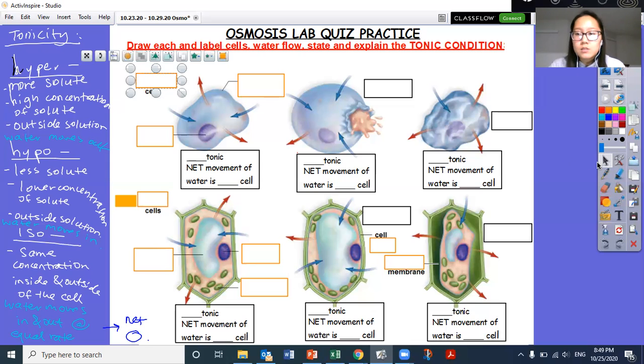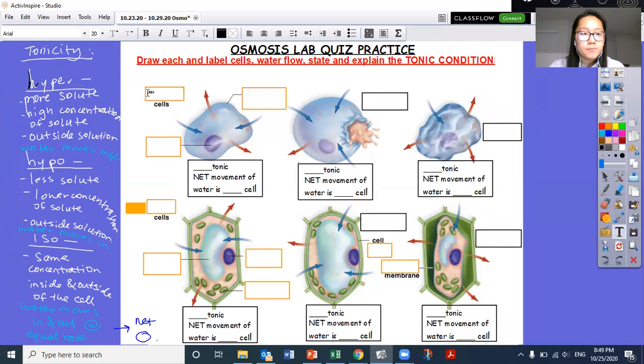Okay, so up here first, we can see that we have over here cells that do not have a cell wall, which would be animal cells. And then this outside layer right here of a cell is known as a cell membrane, right? And then this dark center part that contains the genetic material of a cell is known as a nucleus.